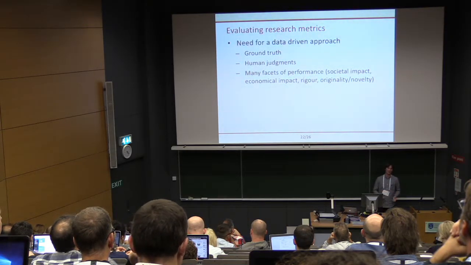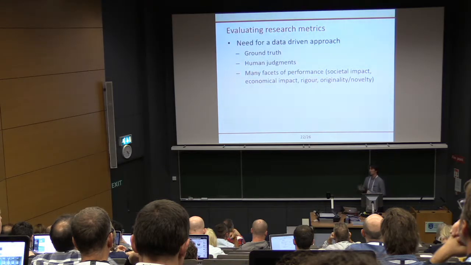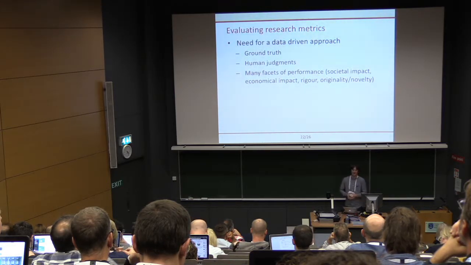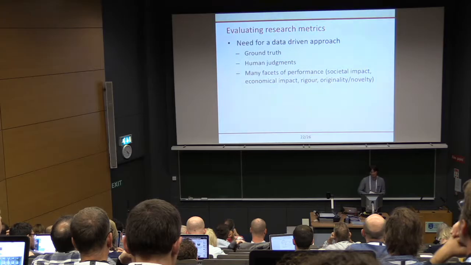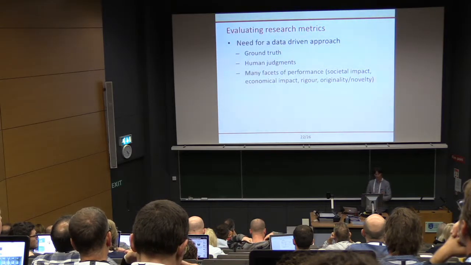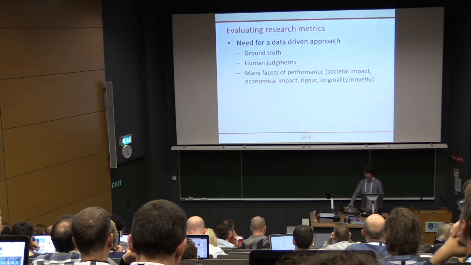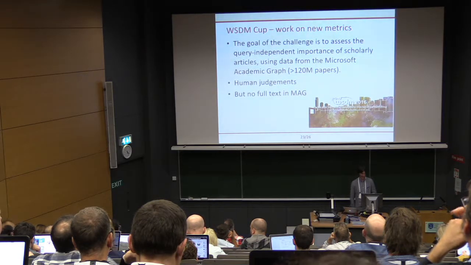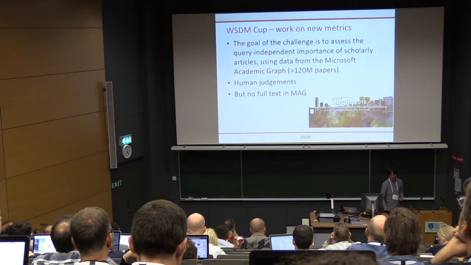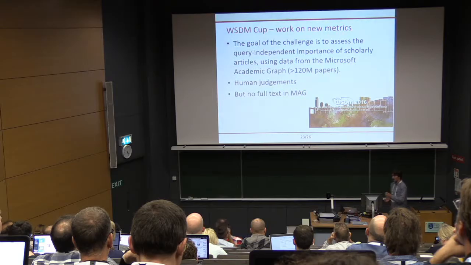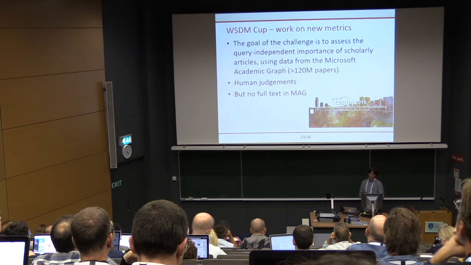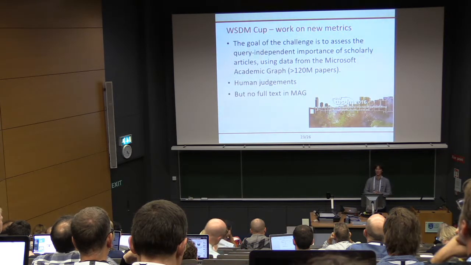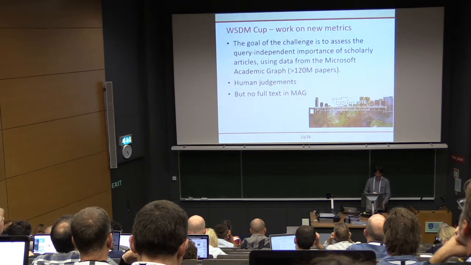So with the example of the contribution metric, it's just one facet. It doesn't tell us the whole story. We need multiple things, but we need to evaluate them against human judgments. And I think that's the problem with the existing citation metrics. So what I find very important is there are competitions like the Wisdom Cup, which happened last year, which is about working on the development of new metrics.